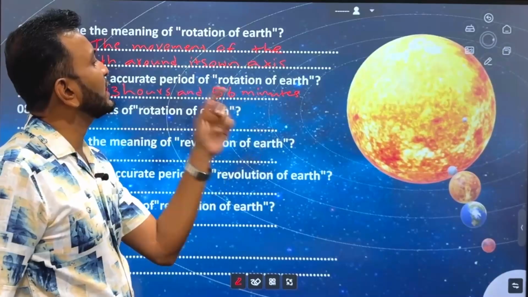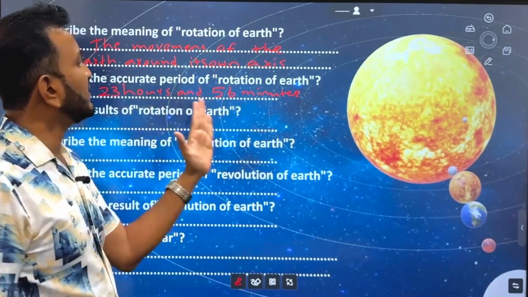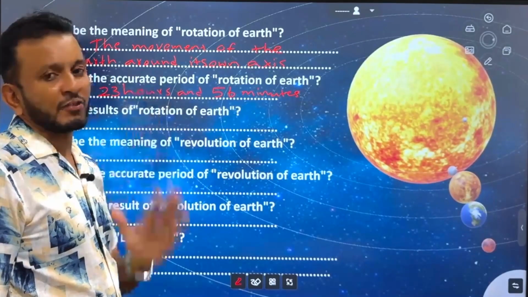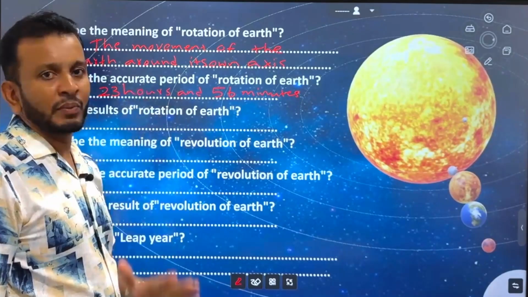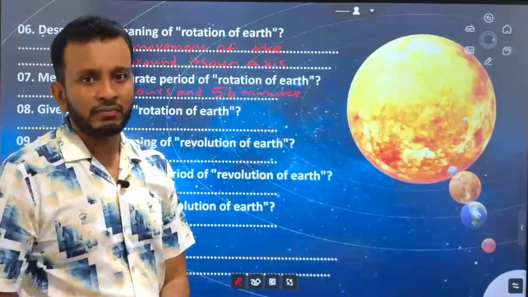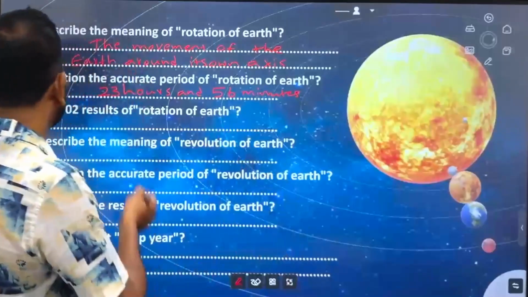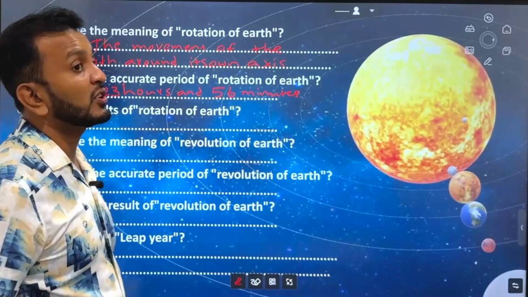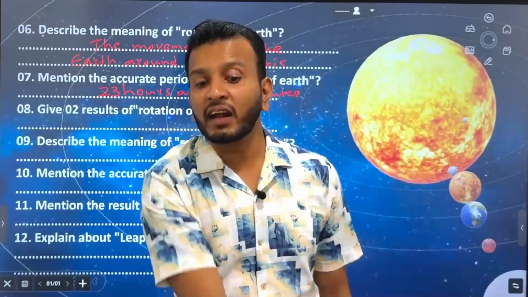Mention the accurate period of the rotation. 23 hours and 56 minutes. It takes 23 hours and 56 minutes for the complete rotation. Right. Next one. Give two results of the rotation of the earth.